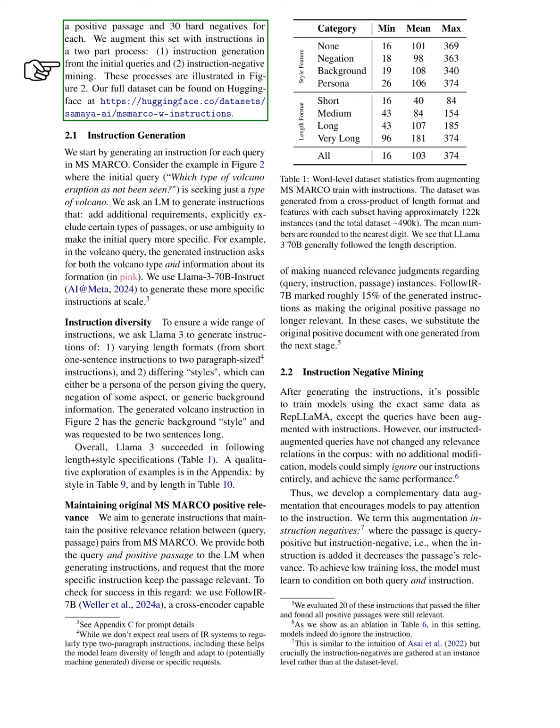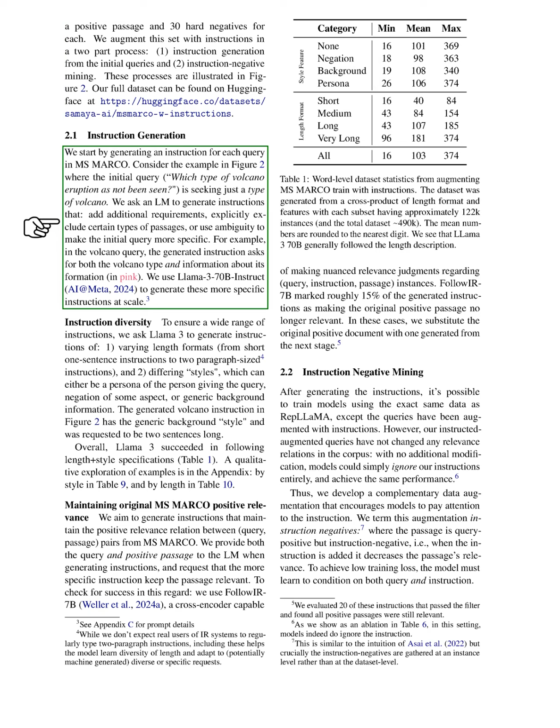In the instruction generation phase, we create specific instructions for each query. For example, for the query about volcano eruptions, we ask a language model to generate instructions that add requirements or exclude certain types of passages. We use Llama 3 70B Instruct to produce these detailed instructions at scale.